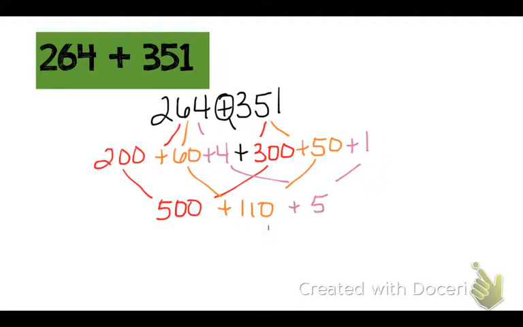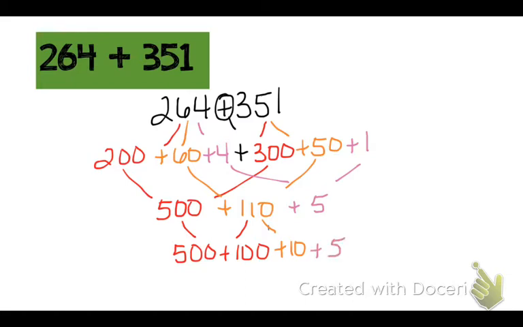Now, you can just add 500 plus 110 plus 5 at this point. Or if you need to continue to break it down further, you can. So we're going to keep the 500. We're going to break the 110 down. So 110 is 100 plus 10. And then we're going to just keep the plus 5.